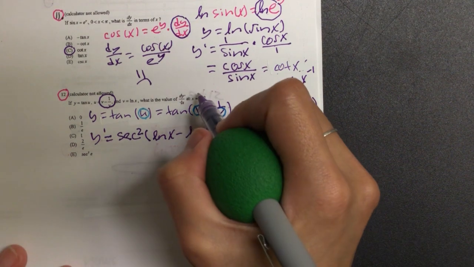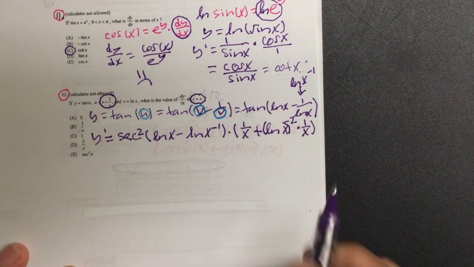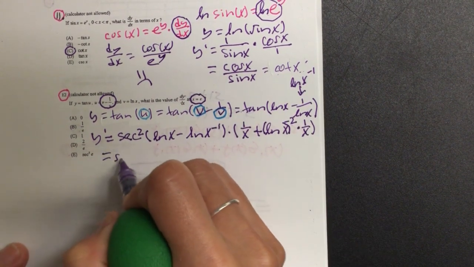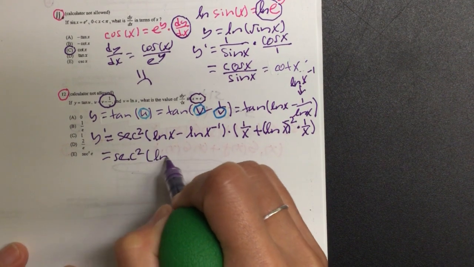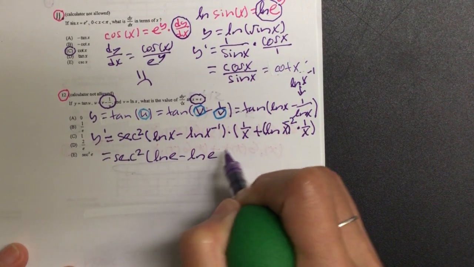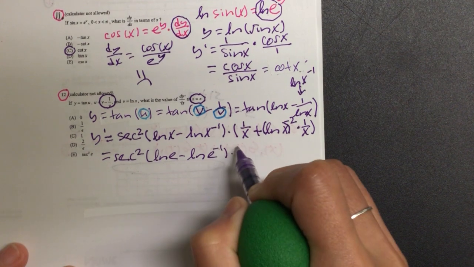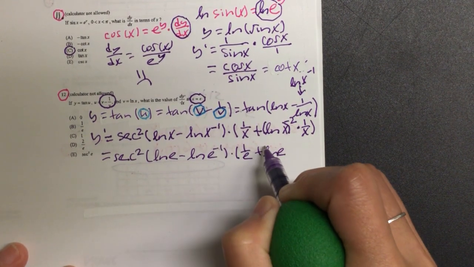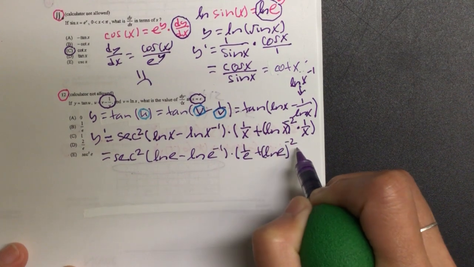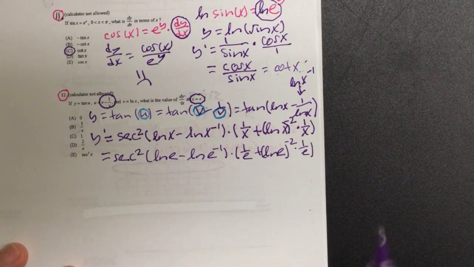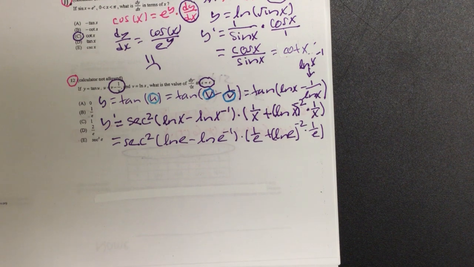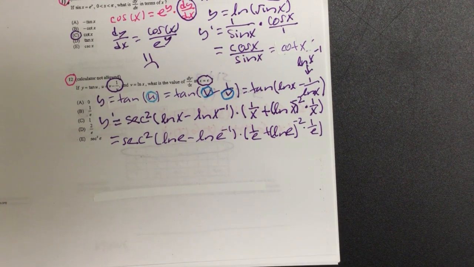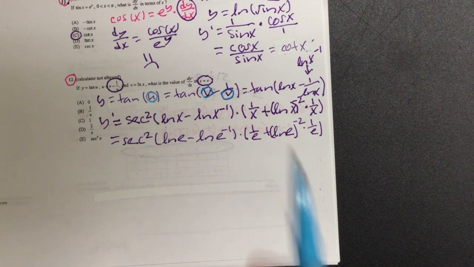Now I can plug in anywhere I see an x as my e. So I have secant squared of natural log of e minus natural log of e to the negative 1 times 1 over e plus natural log of e all to the negative 2 times 1 over e. And are you writing with me? Yeah. Okay. So then let's see what we can plug in for the following.